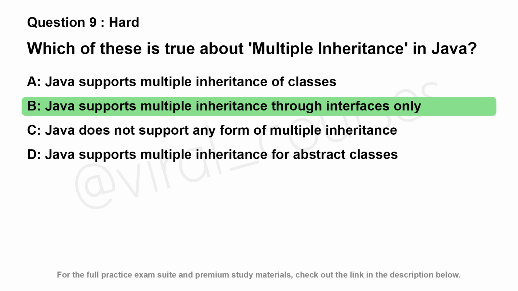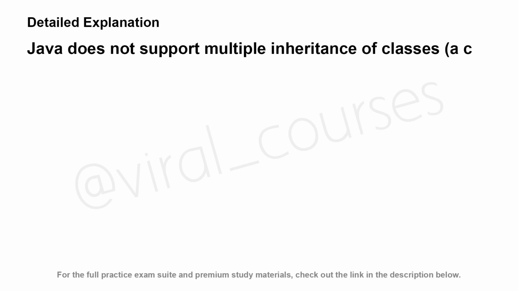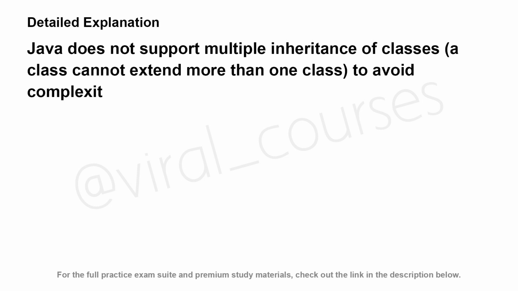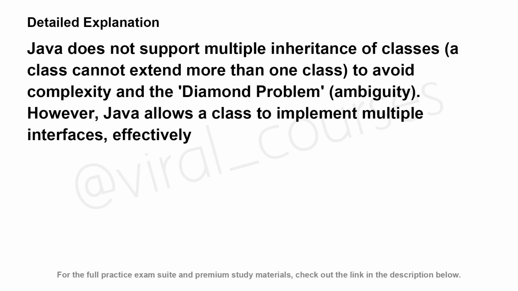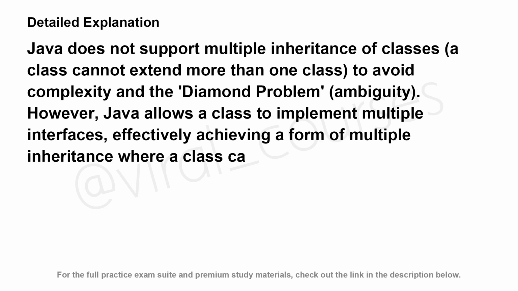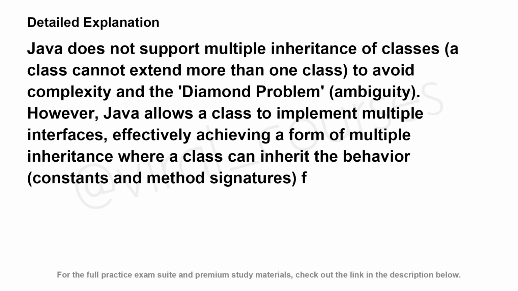The correct answer is B. Java does not support multiple inheritance of classes. A class cannot extend more than one class. To avoid complexity and the diamond problem, ambiguity, however, Java allows a class to implement multiple interfaces, effectively achieving a form of multiple inheritance where a class can inherit the behavior, constants and method signatures from multiple sources.